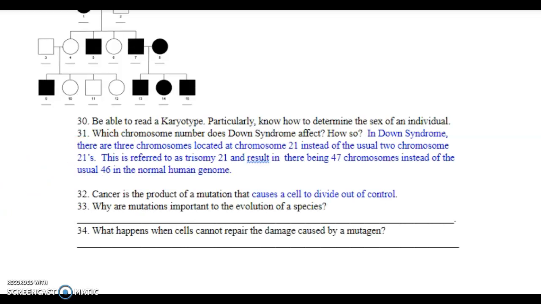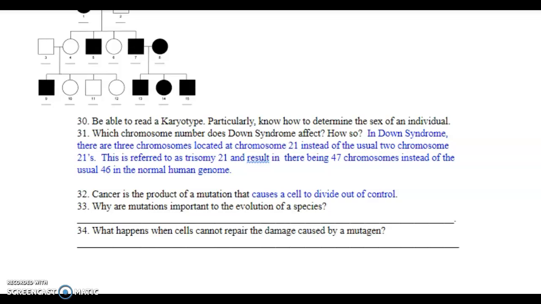Number 32 says cancer is a product of a mutation that blank. So cancer is the product of a mutation that causes a cell to divide out of control. Remember, cancer is uncontrolled cell division, or mitosis out of control.